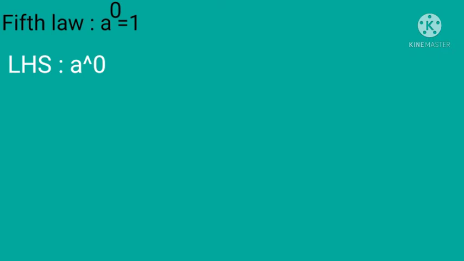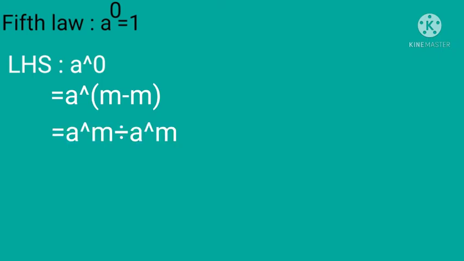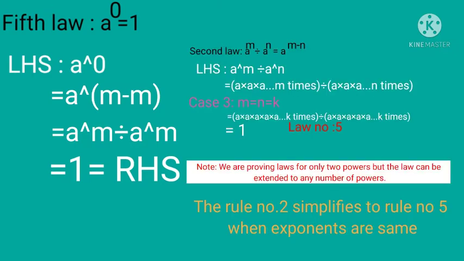In LHS we have a to the power 0, which we can write as a to the power m minus m, which we can write as a to the power m divided by a to the power m, which simplifies to 1, that is our RHS. Or from the special case of the second law, similarly, when both the powers in the division rule become equal, then the numerator and the denominator get cancelled, giving us 1, which we can write as a to the power 0. Hence the fifth law of exponents can be proved.